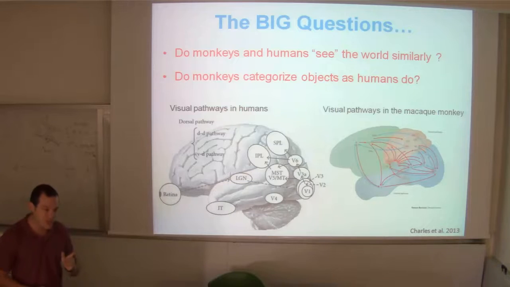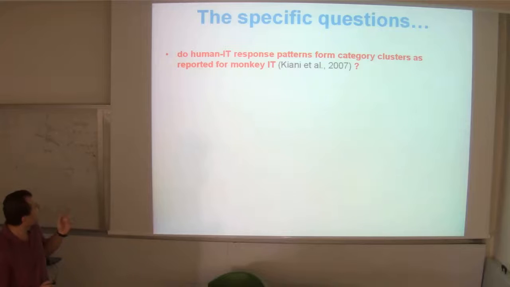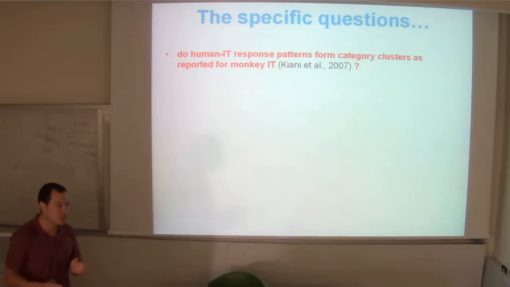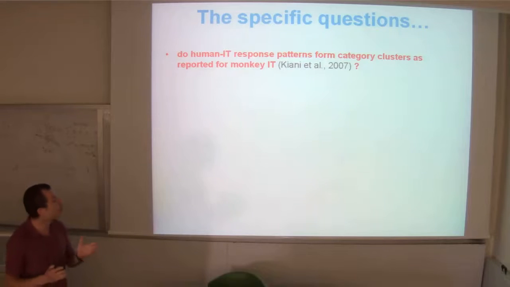This is the reason we will go to more specific questions. The first specific question is this one: do human IT response patterns form category clusters, as reported for monkey IT? Kiani, in 2007, did an electrophysiological experiment and recorded from the inferior temporal cortex in a monkey, and he found that the IT response patterns form category clusters. And now the question is whether humans have something similar to the monkeys. This is what we will address in this talk.